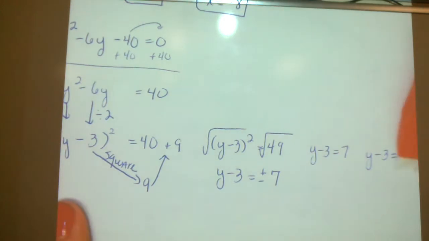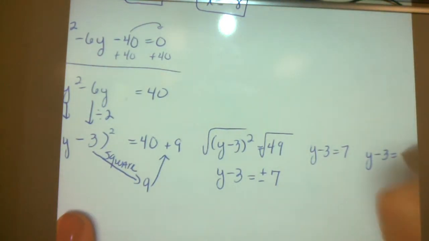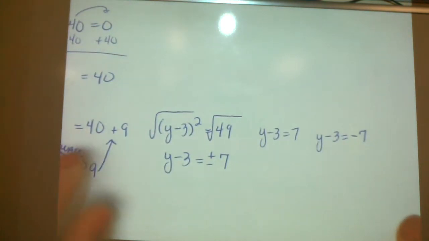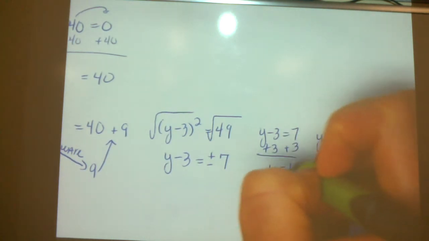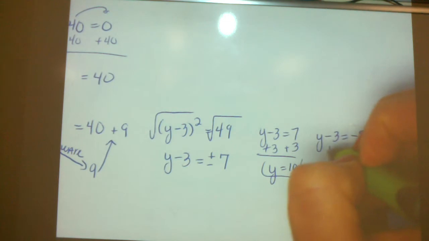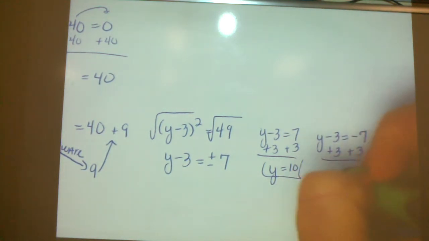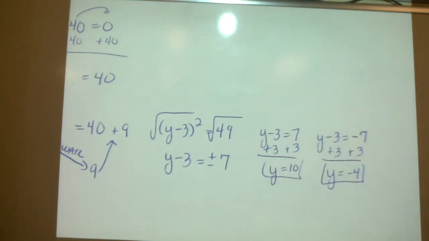Let's make sure you can read that. Let's add 3. I'm getting y is equal to 10. Add 3 here. Y is equal to negative 4. So if I were to graph this quadratic equation, it would hit the x-axis at negative 4 and 10. Let's try one more. Last one here, number 3.